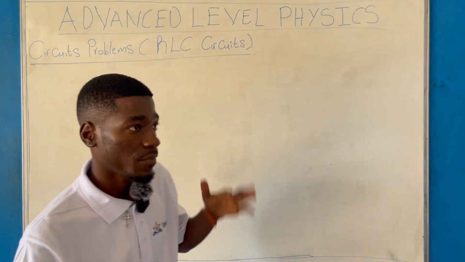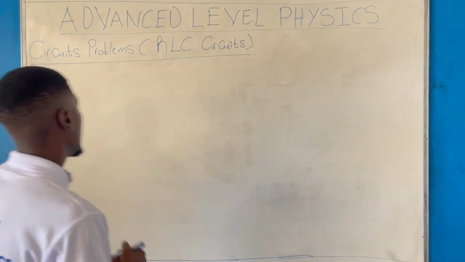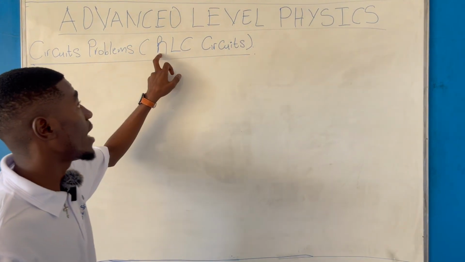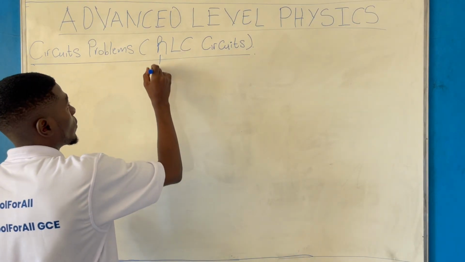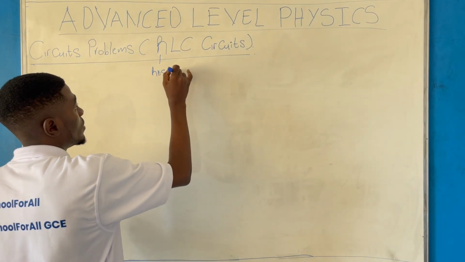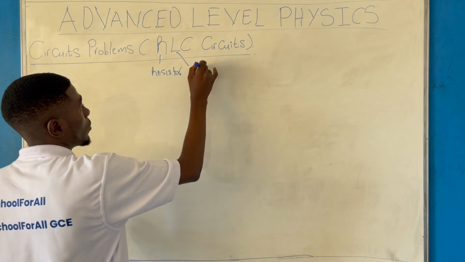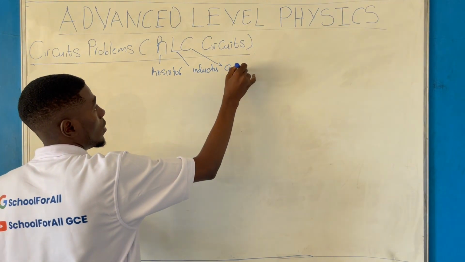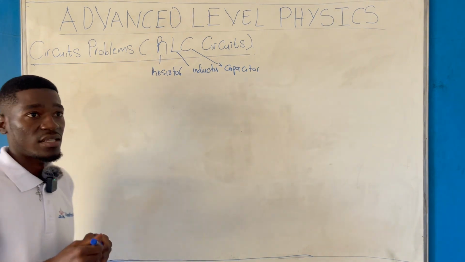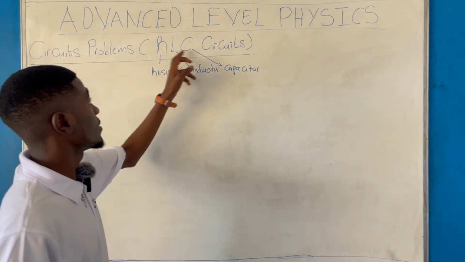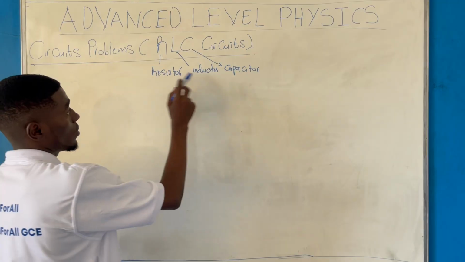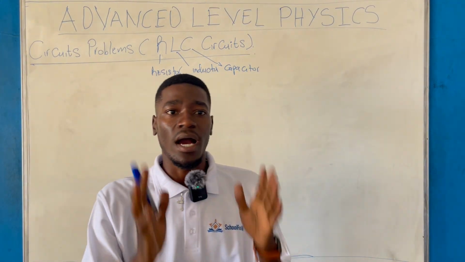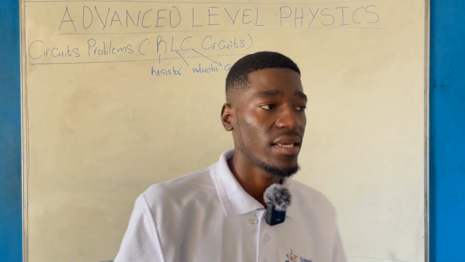So let us come back to what is interesting us today. We are talking about series problems, RLC series. R is for resistor, L is for inductor, and C is for capacitor. So when we are talking about an RLC series, we are talking about a resistor, an inductor, and a capacitor connected in series across an AC supply.